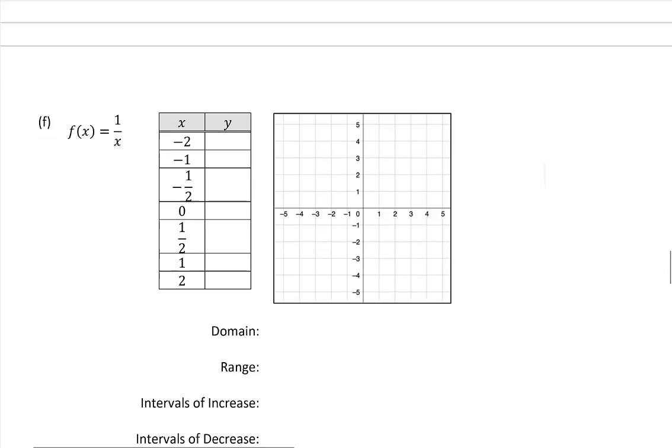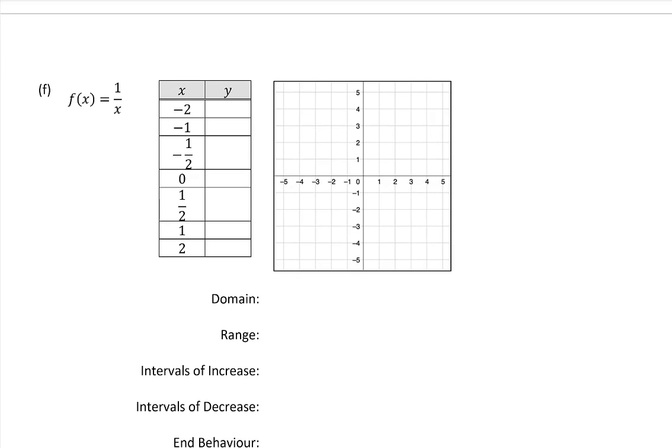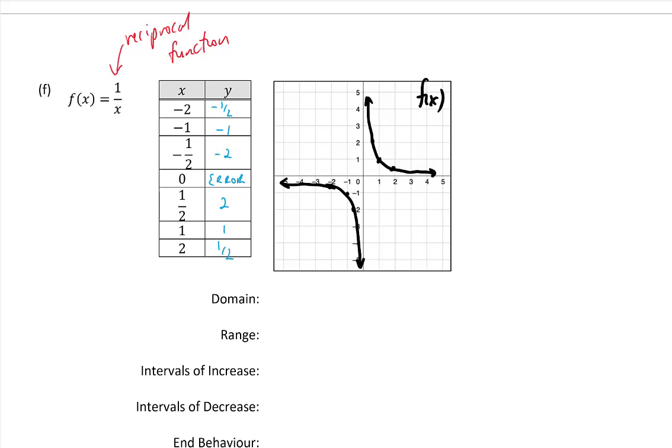All right, next base function is our reciprocal function. Or if you want to call it a rational function. So again, we sub in our values. And let's graph this function. So what's interesting about this function is we have a break. So this is a discontinuous function at x equals 0. So hopefully you can see the break here.